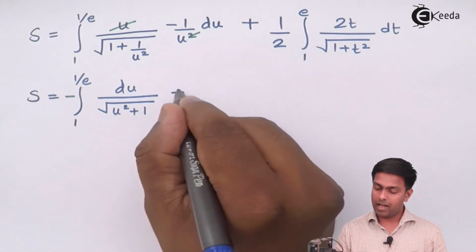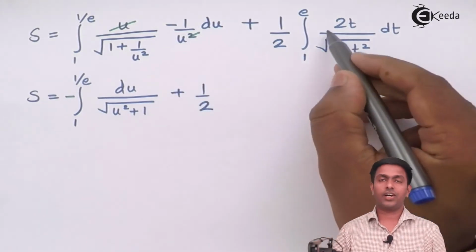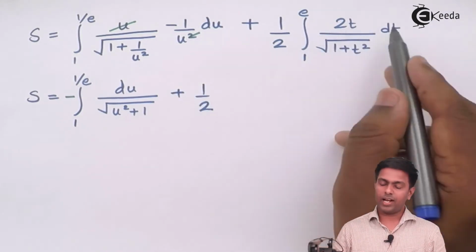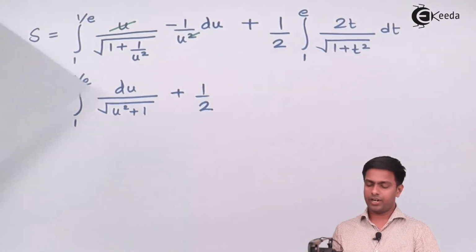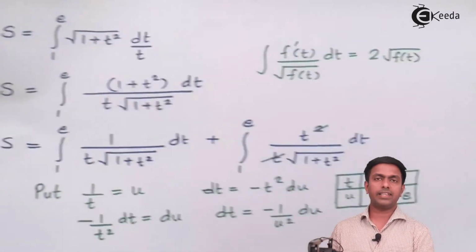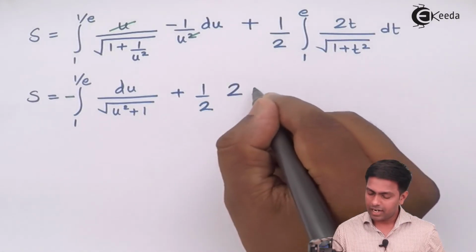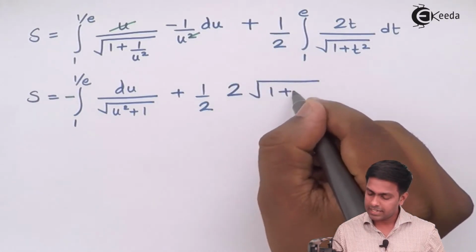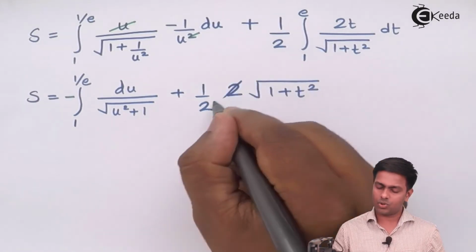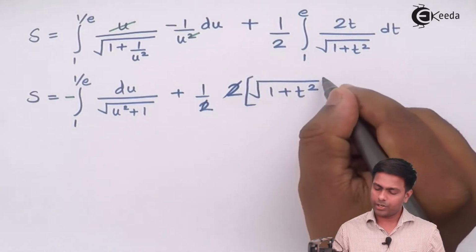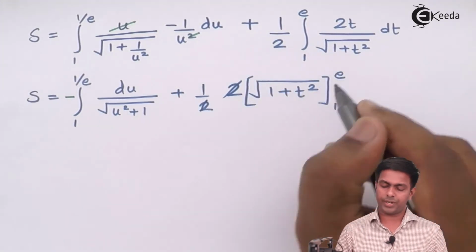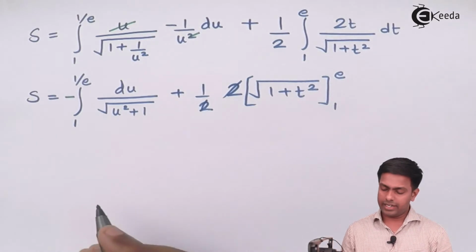Next, plus half, and here the value of this according to this property is 2 times under root 1 plus t square. So I can cancel this 2 with 2, and guys, don't forget to put limits over here, which is 1 to e. Now let's solve the integration.